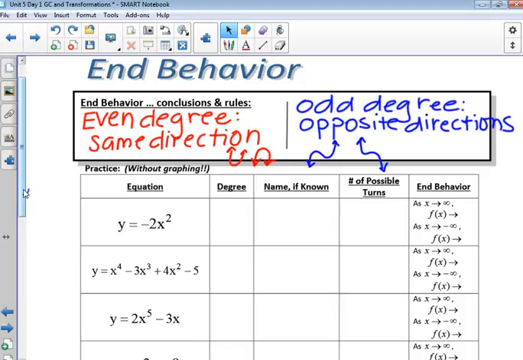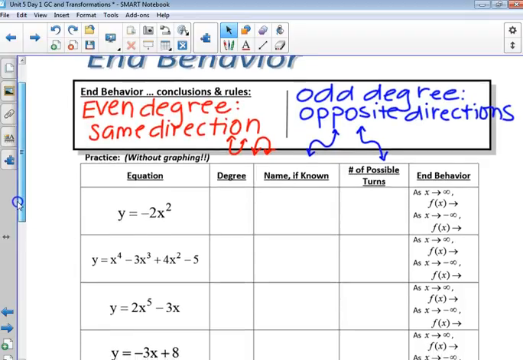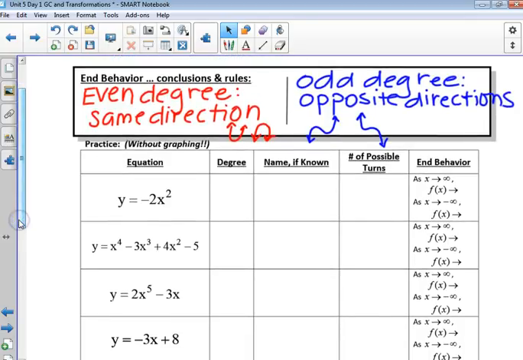Okay, so there's some things that we need to know before we practice some of this stuff. We already know if the highest degree is even, they're going to both go in the same direction. We know that if it's an odd degree, it's going to go in opposite directions. But the question is, if it's even, how do I know if they're both going up or both going down? It's one extra piece to this. The term with the highest degree, meaning the largest exponent, you need to look at the coefficient and see if it's positive or negative.